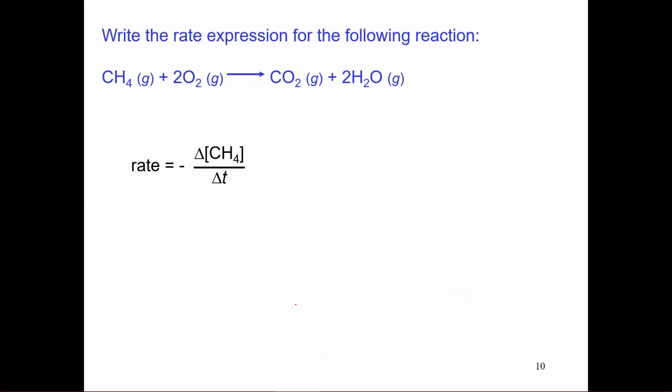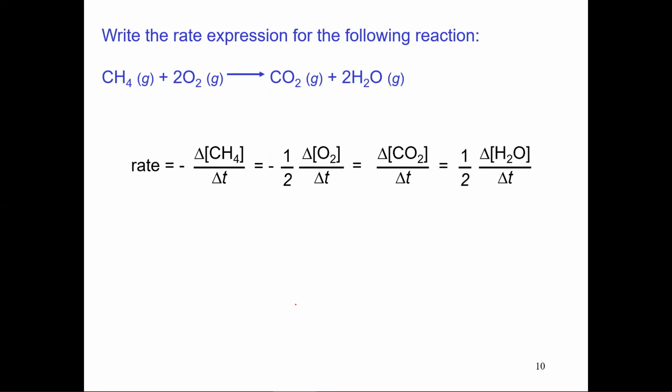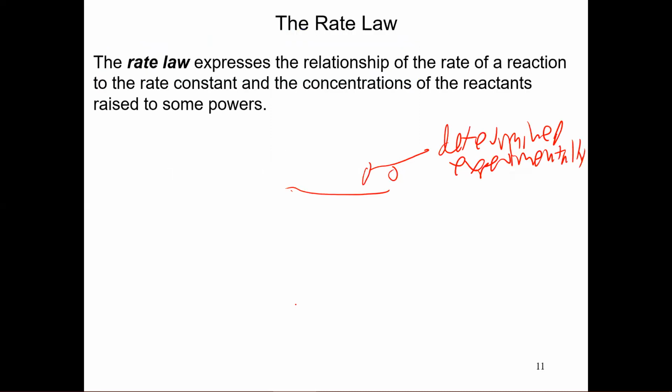With this problem, you have these things. The rate is the decrease of methane in relation to time. Then you've got minus 1/2 the oxygen change over time. And then you have the concentration of CO2 going up, as well as the concentration of water going up, and you include 1/2 of that in there as well. So the rate law expresses the relationship of the rate of reaction to the rate constant and the concentrations of reactants raised to some powers.